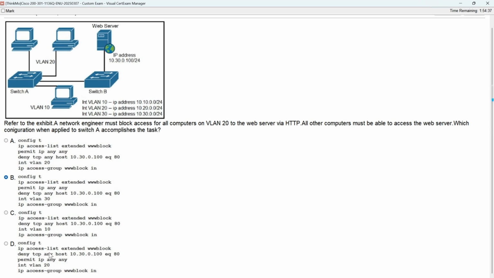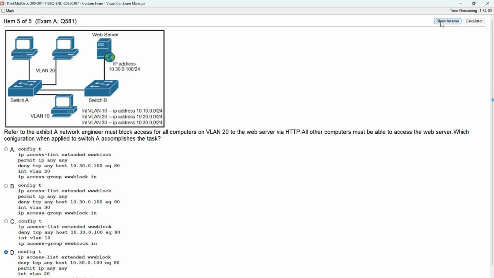We must write the deny statement first. Otherwise, if you write the permit first, then everything will be accessible and the deny will become ineffective, right? So option A is incorrect. Option B is also incorrect because permit is written first, right? They're both wrong. So in the end, only options C and D are left to compete. At this point, can't you tell which option is correct? In option D, who is being denied? It's denying VLAN 20, right? So the correct answer to this question is D.